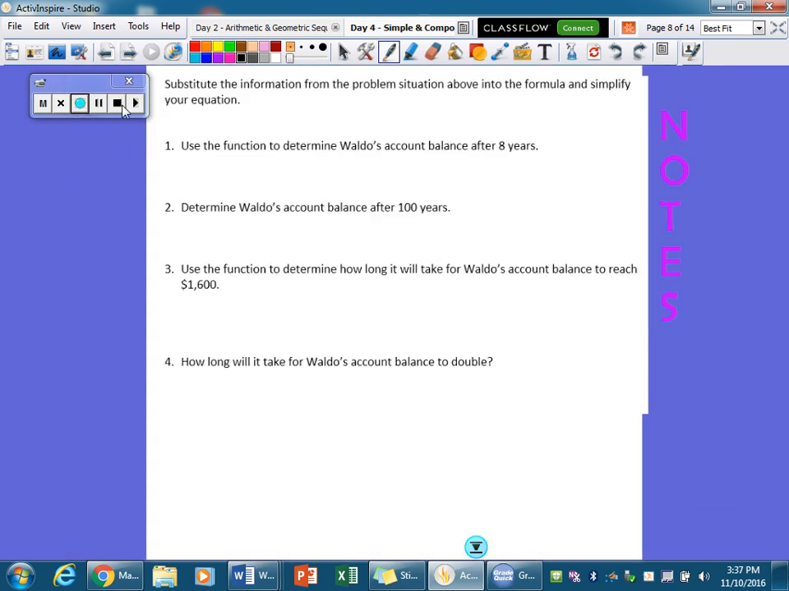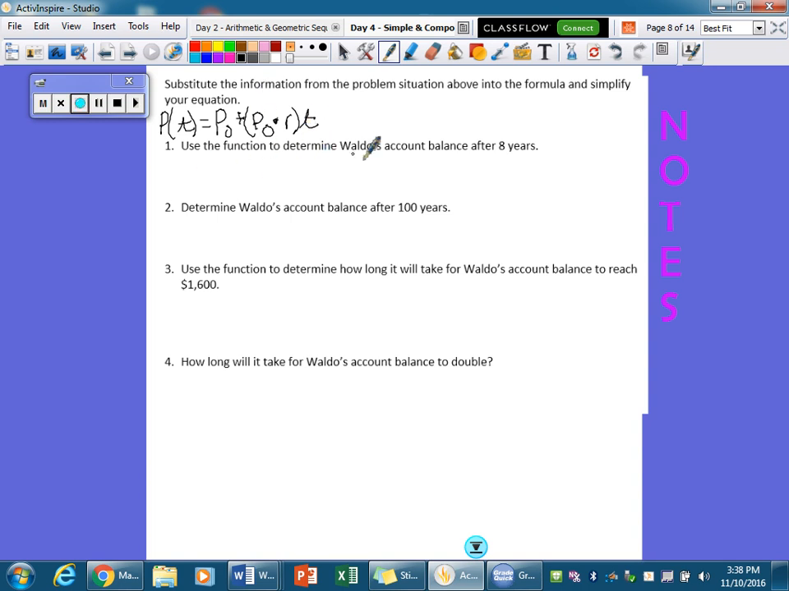Okay, so I'm just going to rewrite the formula because we don't have it out in front of you. So it's P of t equals P sub 0 plus (P sub 0 times r) and all of that times t. Now here's our new function.